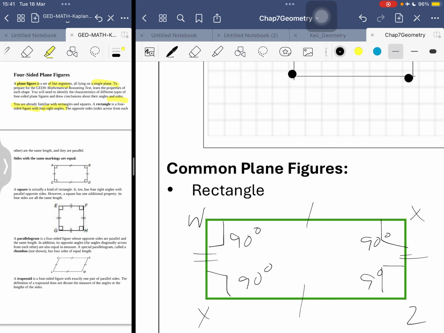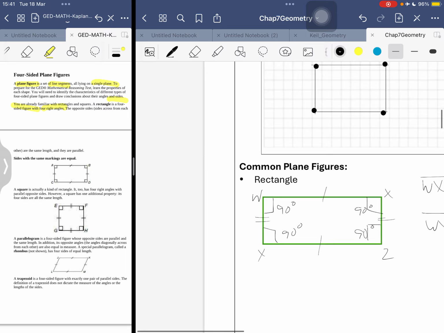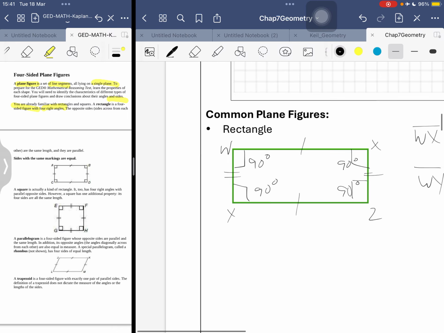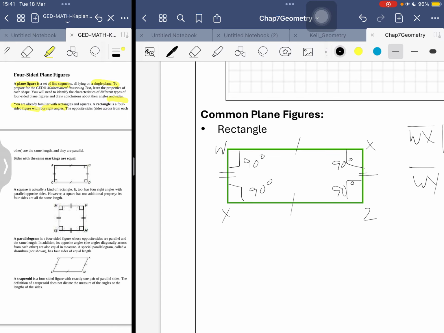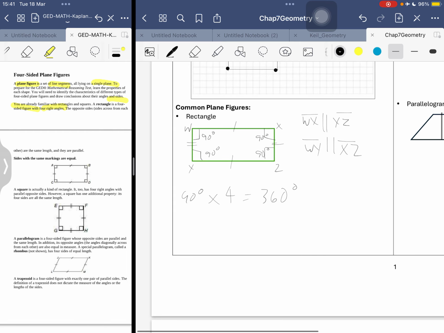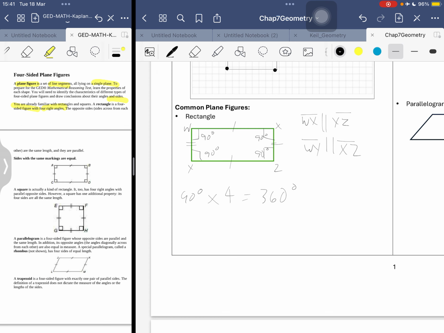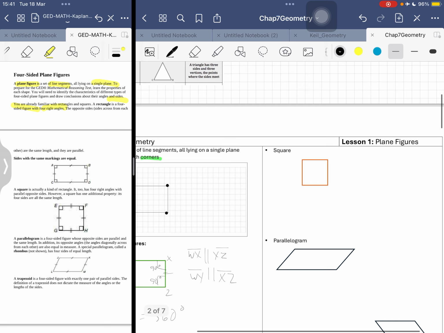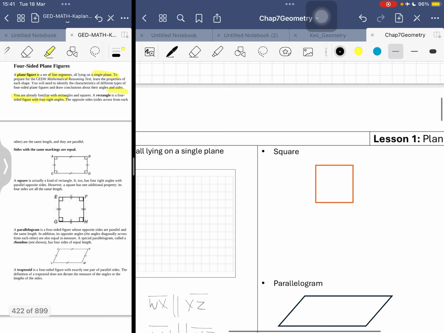And then, you should remember, for the plane figures that we will discuss, all angles add up to 360 degrees. So 90 times 4 equals 360 degrees. So that's it for the rectangle. I know you're familiar with it. Let's just discuss, okay? Next, square.